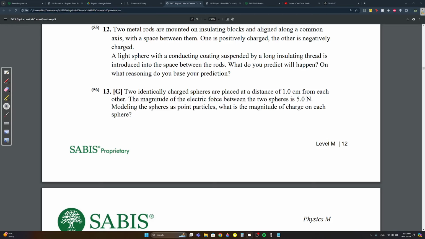Two identically charged spheres are placed at a distance of 1 centimeter from each other. The magnitude of the force is 5.